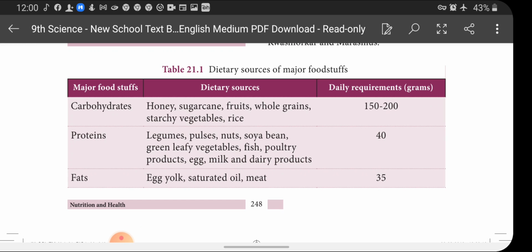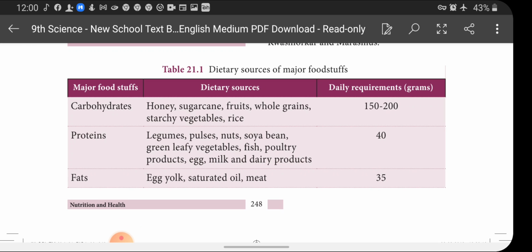Children, in our last class, I discussed with you the various constituents of nutrients such as carbohydrates, proteins, fat, vitamins and minerals, right? Okay, and today I am going to start from a table which I left in my last session. The table consists of various dietary sources of major foodstuffs and the types of vitamins and their sources, deficiency disorders and symptoms. Same way for minerals also. Okay, so let's start from the dietary sources of major foodstuffs.